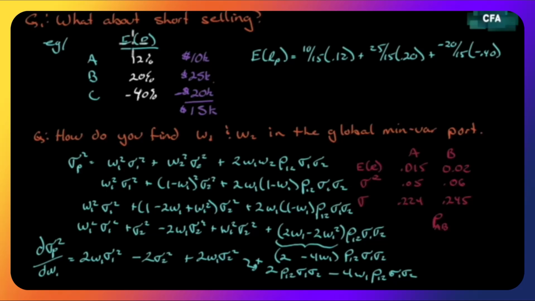Question number 1, what about short selling? We've been saying that the return on the portfolio is a linear combination of the weighted average returns of each of the individual assets. Well, what if you short something? How do you weight that? Well, let's take 3 assets, A, B, C. We have expected return of 12%, expected return of 20%, and here we have an expected return of negative 40%. These are expectations, a negative 40%.